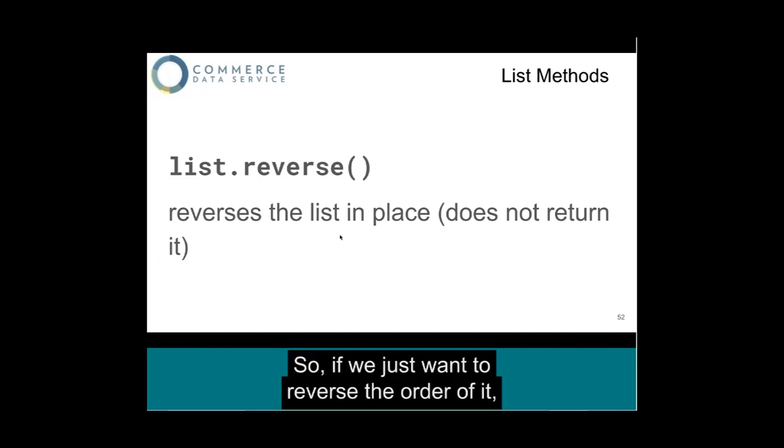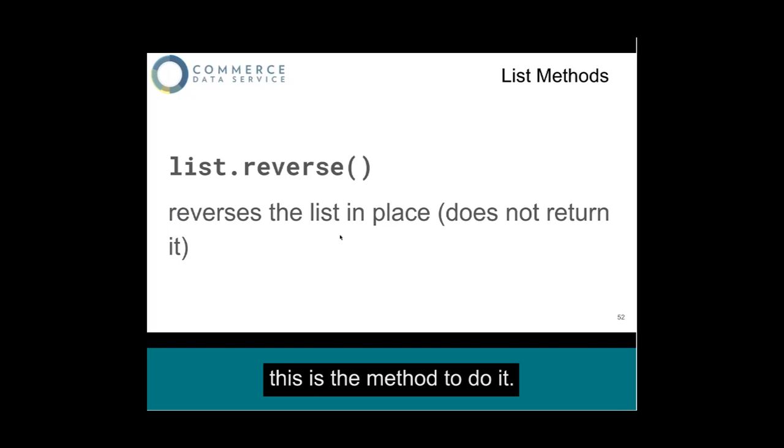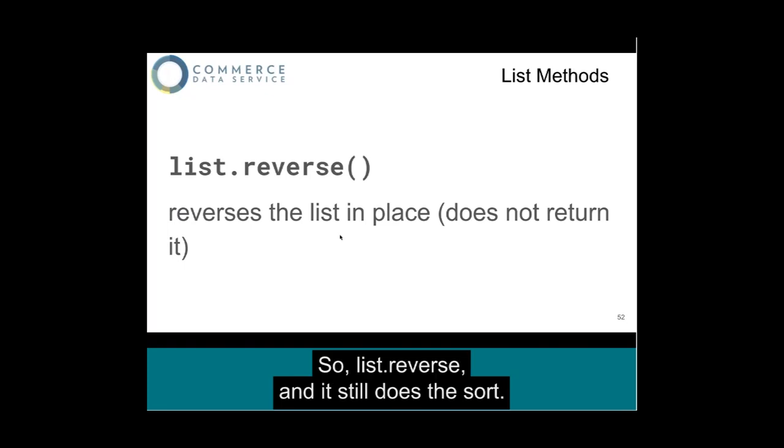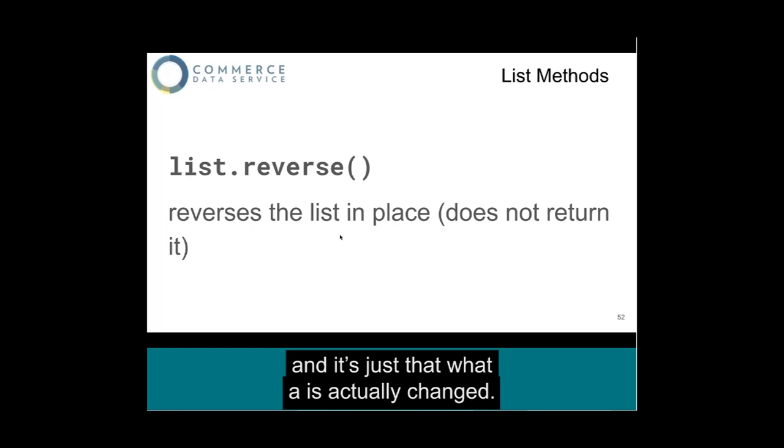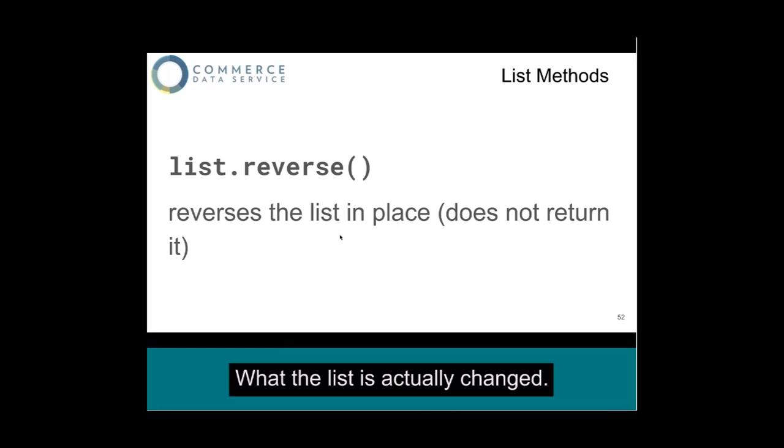So if we just want to reverse the order of it, this is the method to do it. So list.reverse, and it's similar to sort. You don't pass anything to it, nothing happens. It's just that what A is actually changed. What the list is actually changed.